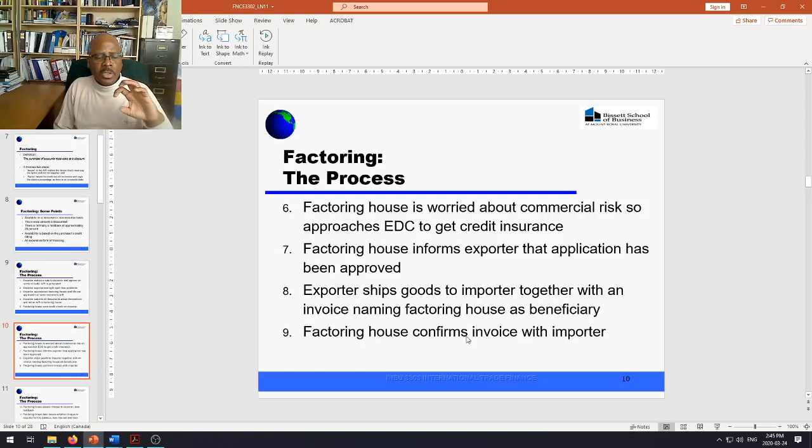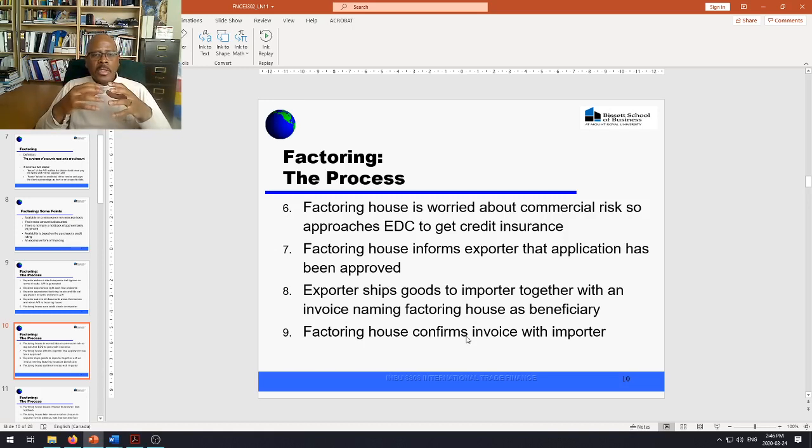Now, if the factoring house is worried about the commercial risk, worried about the possibility that this importer may not pay, the factoring house may approach a credit agency like Export Development Canada, an export agency, to help with credit insurance. And what credit insurance does is that the EDC or any other export agency will guarantee that the importer will pay. So it's insurance against default.